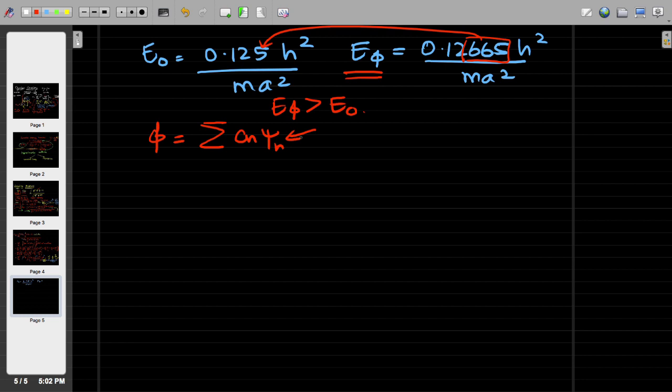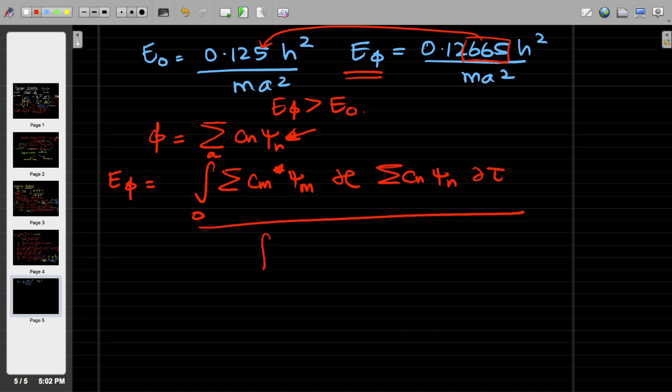And remember, the first problem we started with is that we did not know these functions, but we can always assume that they are a complete set. So when you get something like this, let's try to calculate what is E phi. It's going to be integral of Cm star psi m 0 to a, of course, and the Hamiltonian in summation Cn psi n d tau, the whole divided by integral 0 to a Cm star psi m star integral Cn psi n d tau.